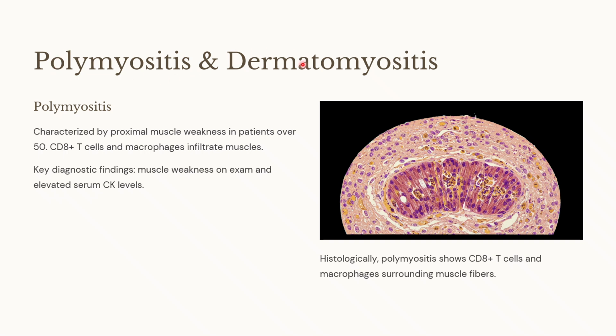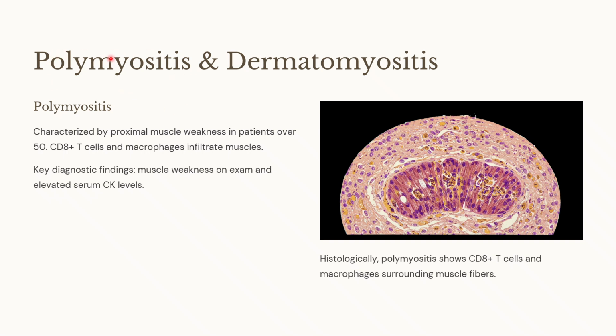What are polymyositis and dermatomyositis? Polymyositis, as the name says, is muscle inflammation. So, polymyositis is characterized by proximal muscle weakness itself. Why should the muscle be weak? It is mainly because CD8 plus T cells and macrophages infiltrate the muscle, resulting in muscle weakness. This is mostly seen in patients over 50 years. The key diagnostic findings will be typical muscle weakness on exam and elevated serum creatine kinase levels, unlike polymyalgia rheumatica. This is the most important difference.